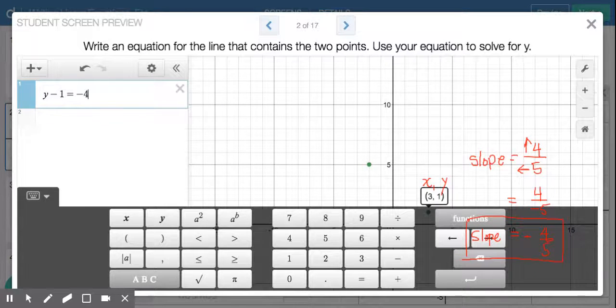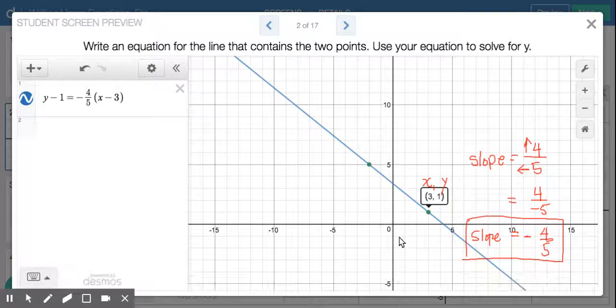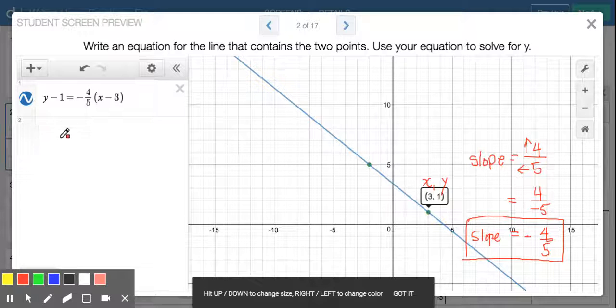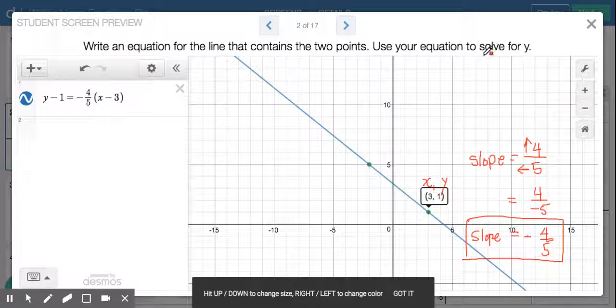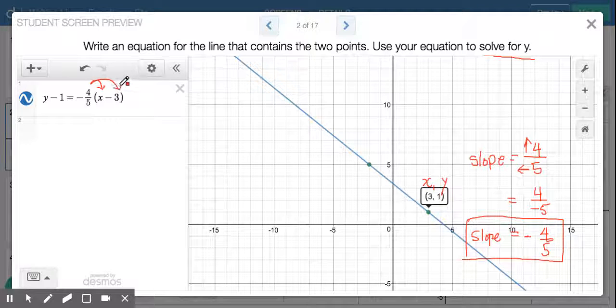The slope is negative 4 over 5. So negative 4 over 5 times, now we do the x's, x minus, and then we get the x value of this point, which is 3. Now notice that the line went through both points. After writing the equation of the line, we want to simplify this and solve for y, meaning get the y alone. To do that, we need to apply the distributive property. We put 1 underneath these numbers here, and multiply fractions. So here we have y minus 1 equals negative 4 over 5x plus 12 over 5.